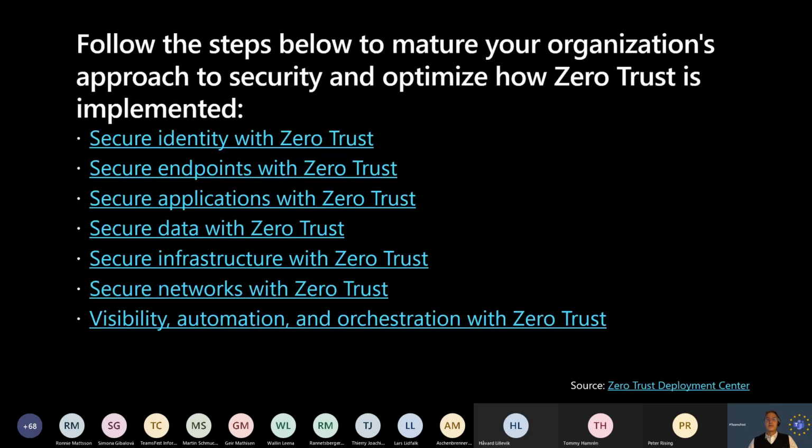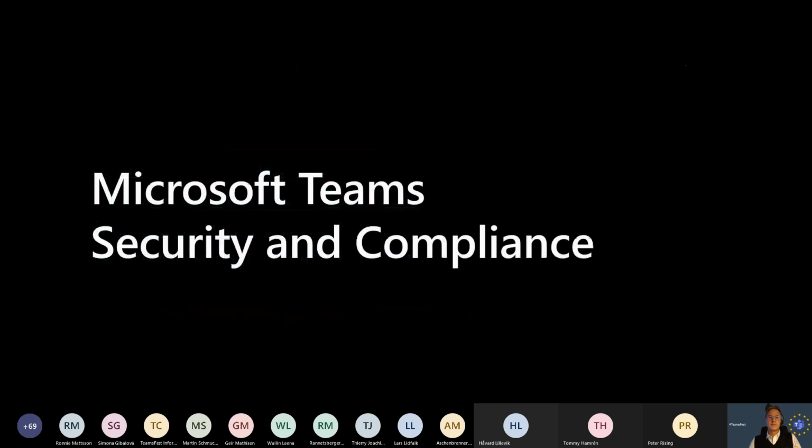Unfortunately, we do not have time in this session to go through the Zero Trust model, but the important thing is that you know the concept and why it is so important. In this PowerPoint, which will be made available to you after the session, you can go through these links to get good info on how to get started with both planning and implementation of Zero Trust. Over to security and compliance.